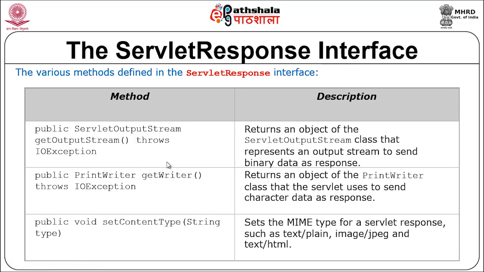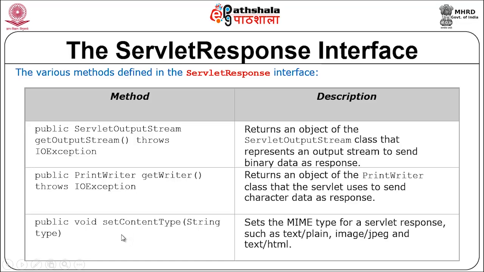And we have another interface called ServletResponse. I have told you about the servlet interface and the servlet request interface, and now I am telling you about the servlet response interface. The ServletResponse interface defines a method called getOutputStream that returns the output stream to send binary data as the response. And we have a method called getWriter. This returns the PrintWriter object, which the servlet uses to send character data as the response.